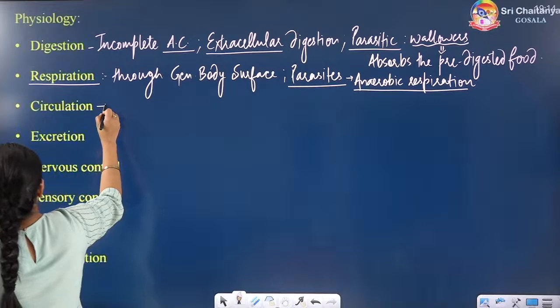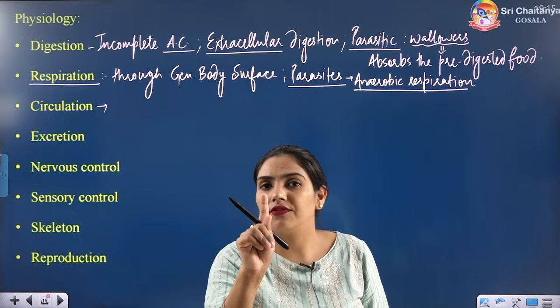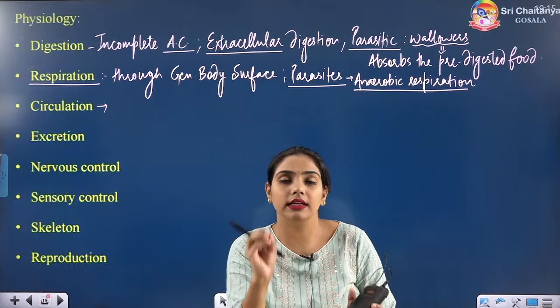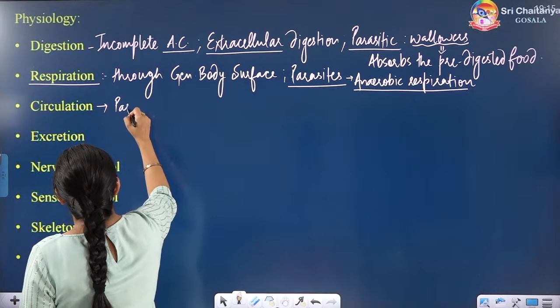Now, coming to the circulation, you know that they are triploblastic. That means they have ectoderm, mesoderm and endoderm. For the first time they are triploblastic, but the cells of the mesoderm are very compactly packed. In between those cells there is a fluid, beta. That fluid is known as parenchymal fluid. So circulation here occurs through the parenchymal fluid.